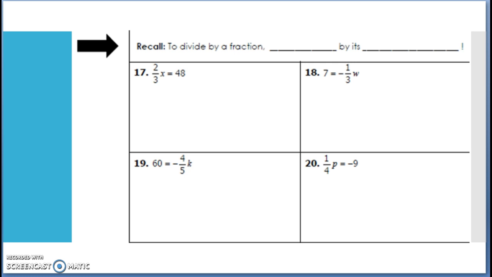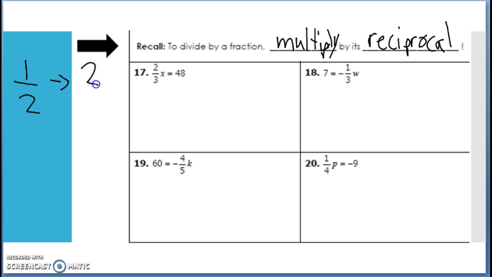So we need to recall, to divide by a fraction, we really multiply by its reciprocal. So the reciprocal, remember, means the flip. So if I have the fraction 1/2, the reciprocal is the flip, 2/1. So we're going to multiply by its reciprocal if it says to divide. So here we go. What I mean by this.